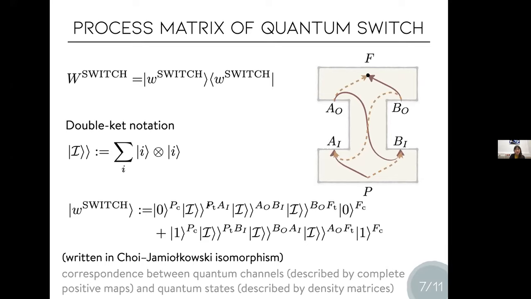It's the tensor product of identity channels. For instance, this first one: whenever my control system is in the state zero, I'm going to have an identity channel that goes from the past to the input of Alice, then this is outside my process, so nothing here. Then from the output of Alice to the input of Bob, and then an identity channel from the output of Bob to the global output. Instead, when it's one, it's analogously following this yellow arrow. And so this is the process matrix of a quantum switch.